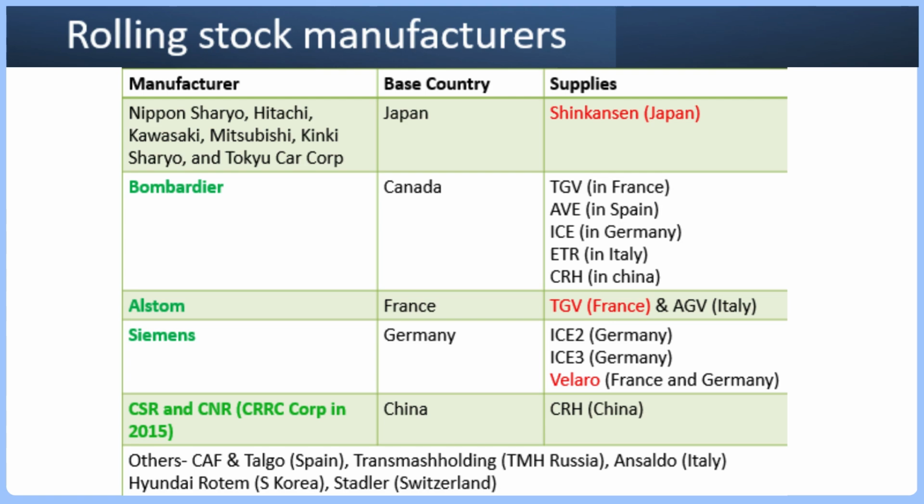There are certain other rolling stock manufacturers also like CAF and Talgo in Spain, Transmash Holding in Russia, Ansaldo in Italy, Hyundai Rotem in South Korea, Stadler in Switzerland. Red color shows existing design options. If a country has to choose between the available design bases, these 3 are the main options. Asian manufacturers like CRRC and Hyundai are quickly catching up to the competition.